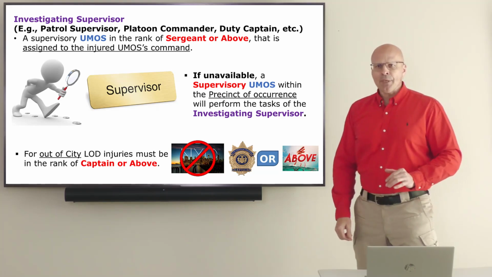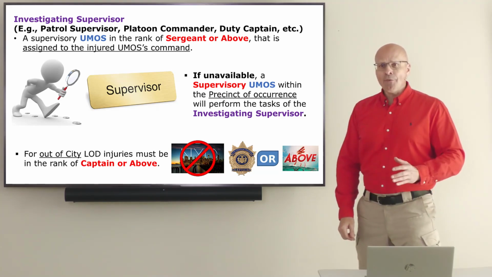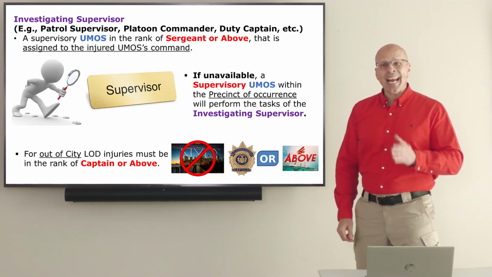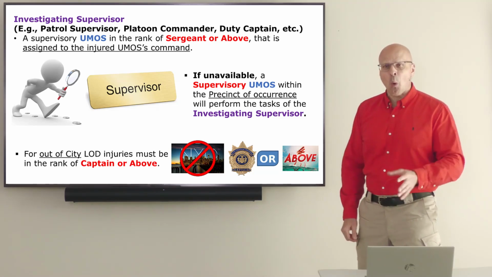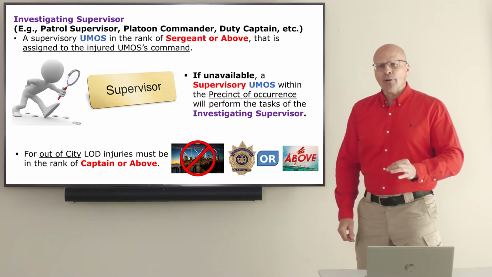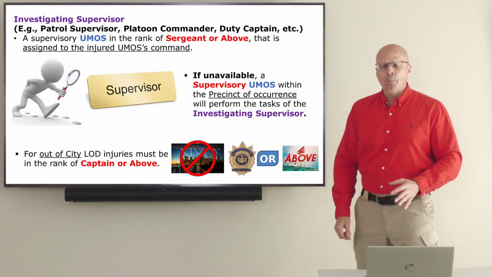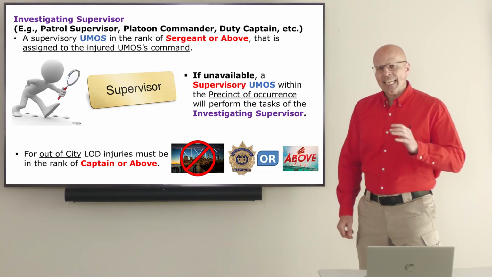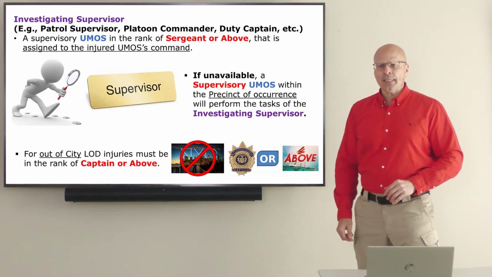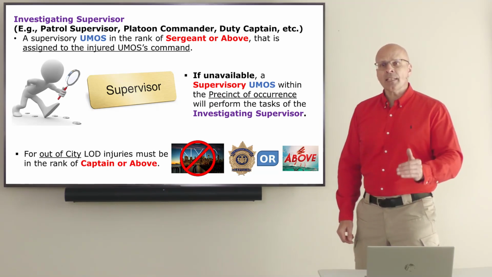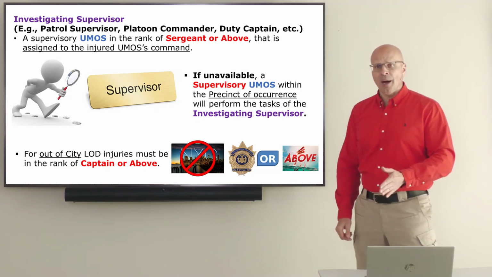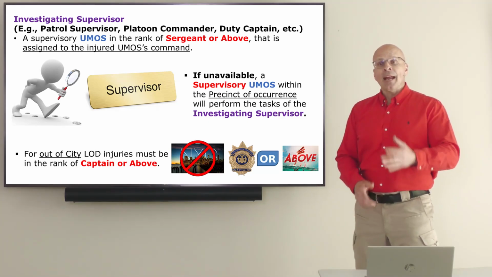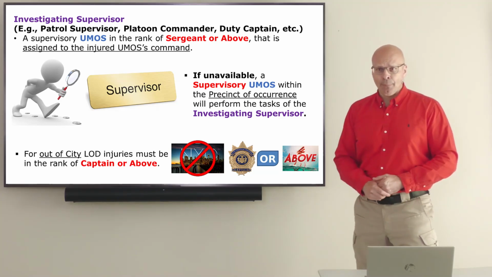And then what happens if we have an officer assigned to the detective bureau, maybe from the 81st precinct detective squad? They are assigned to the detective bureau. When that officer gets injured in the 81st precinct, well, a detective bureau supervisor, sergeant or above, will be the investigating supervisor. And then we have the last example.